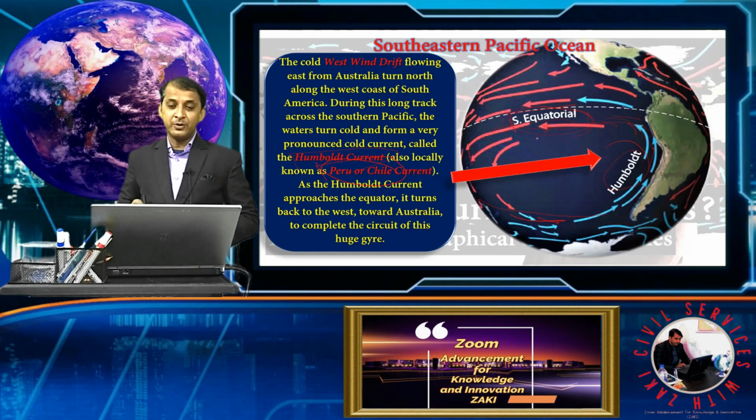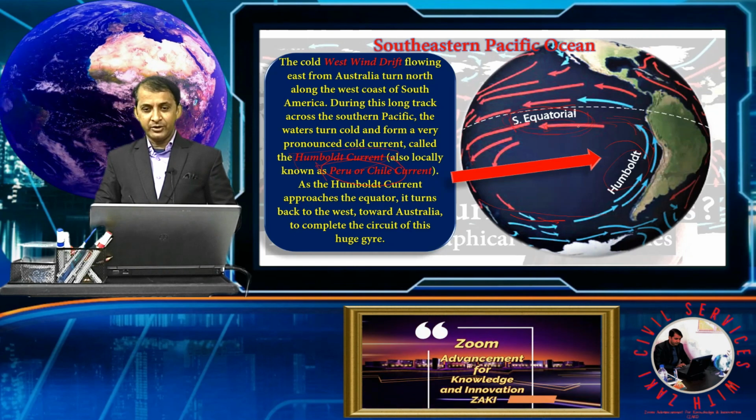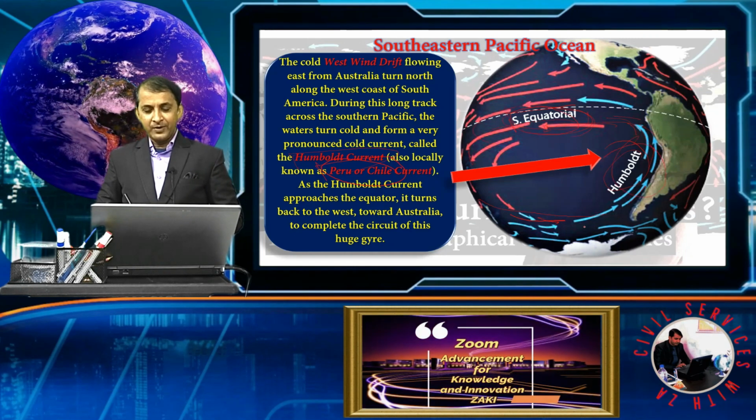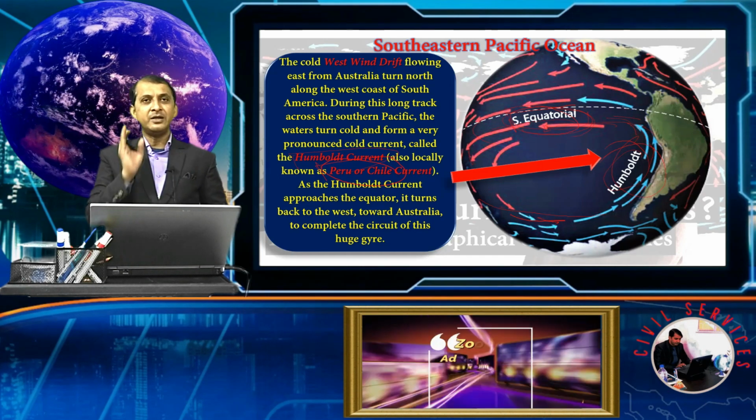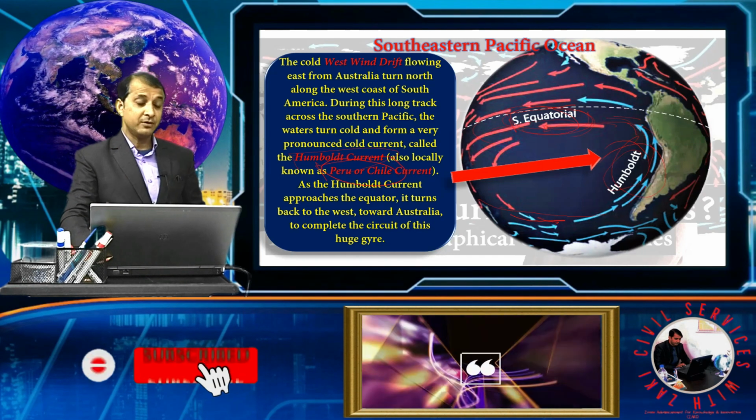So in the southern Pacific Ocean, the major currents are the South Equatorial current, Humboldt current, and finally the west wind drift. These are the major currents of the southern Pacific Ocean.